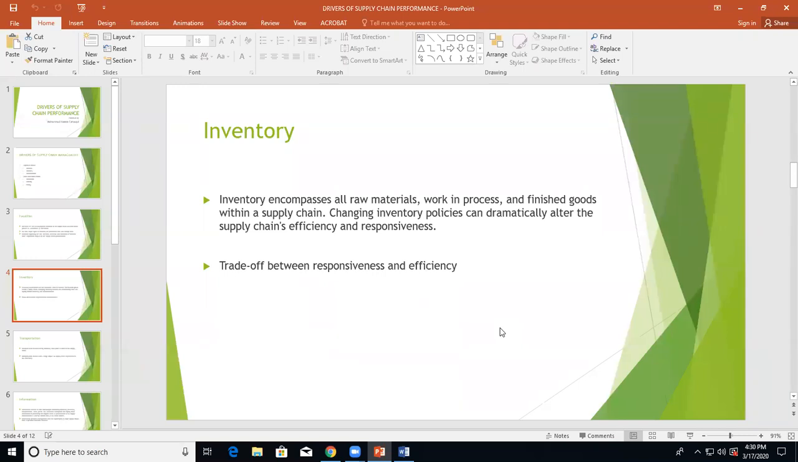So keeping high inventory will definitely trade off your efficiency. Whenever a company says that we are giving variety, it means the company is giving responsiveness. When the company is giving responsiveness, there is a cost involved, and you have to compromise on your efficiency. Got it? Yes children, got it?